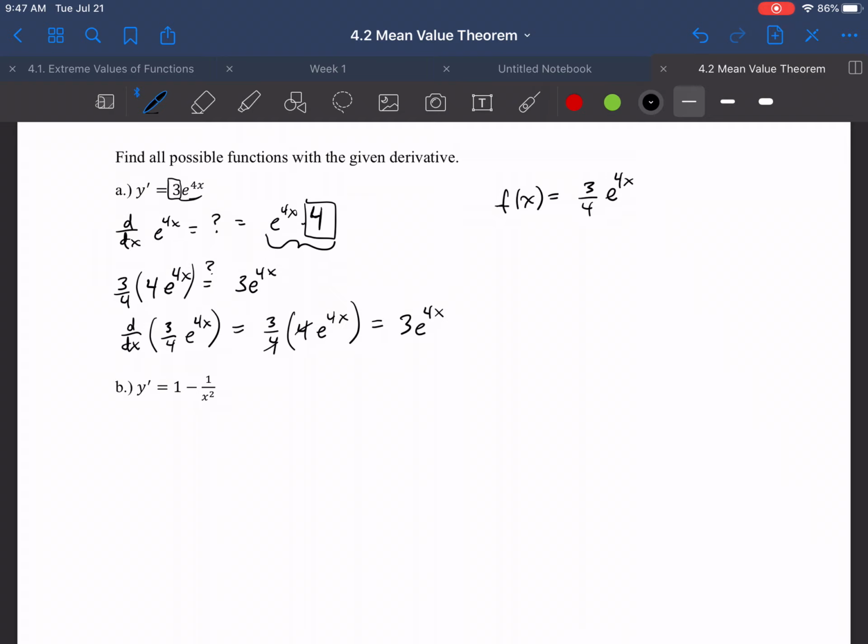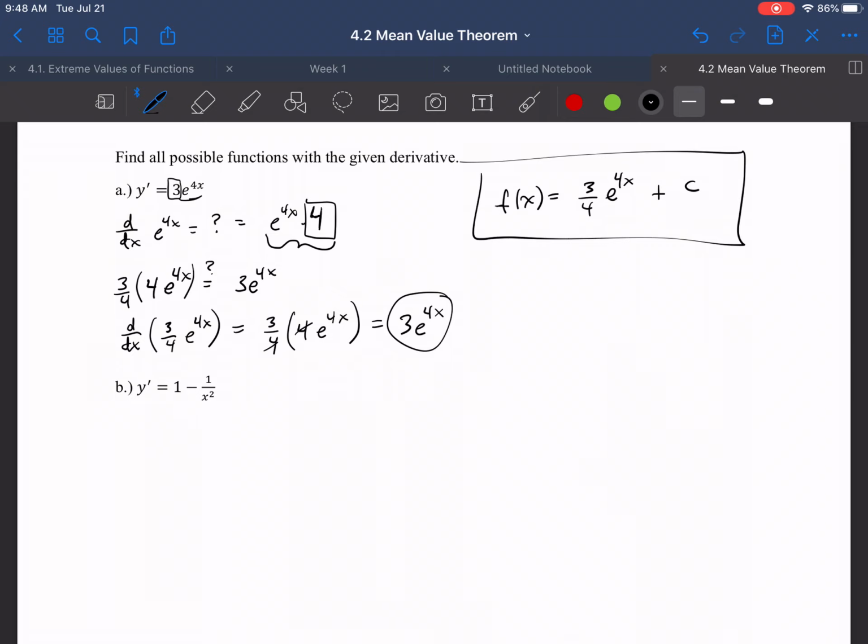The only thing is, what if there had been a constant? Well, we don't know. There might have been a constant, so we'll put a plus c here. This is all the possible functions with that given derivative. Okay? So now we have that. If we do the derivative of that, we always end up getting back to this right here, and it doesn't matter what constant we add on to it. So we basically have all the possible ones. This could be 3/4 e to the 4x plus 1, plus 2, plus 100, plus 1,000,000, minus 70, anything we want for that c, and that'll work.